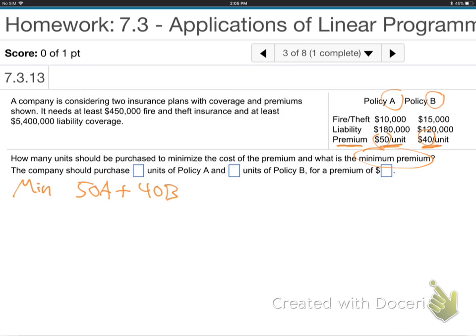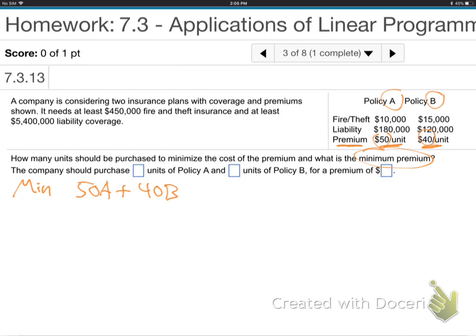The minimum is not a greater than or less than, is it? Notice the setup. It's just 50A plus 40B. No equals, no greater, no less. That's for the other parts. Everybody see how I did that first off? I just looked for the word minimum or maximum. It said minimum premium. Then I went up to premium. 50A, 40B. There we go.